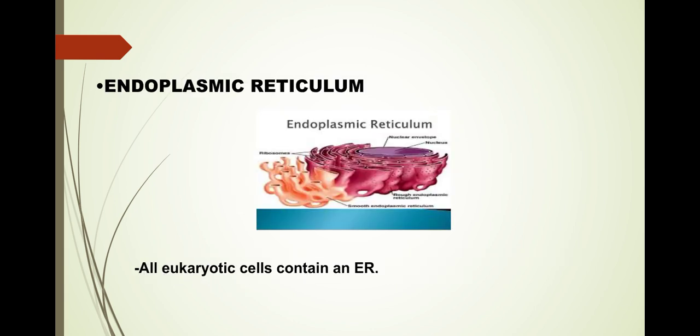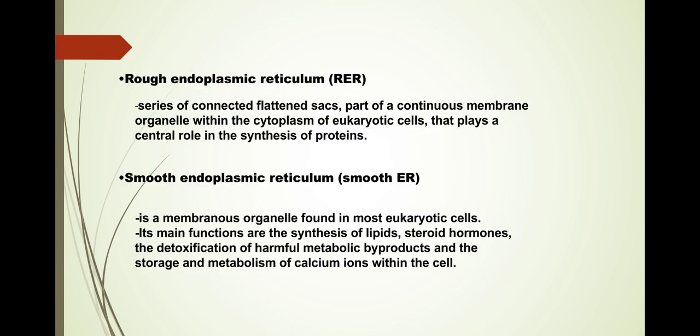Next part is endoplasmic reticulum. All eukaryotic cells contain an ER. And also, there are two types of endoplasmic reticulum. The rough endoplasmic reticulum or RER and the smooth endoplasmic reticulum or smooth ER. So rough endoplasmic reticulum, it is a series of connected flattened sacs, part of a continuous membrane organelle within the cytoplasm of eukaryotic cells that plays a central role in the synthesis of proteins.